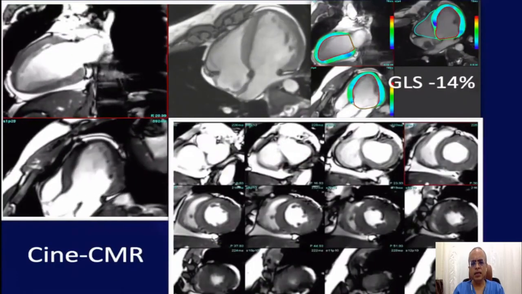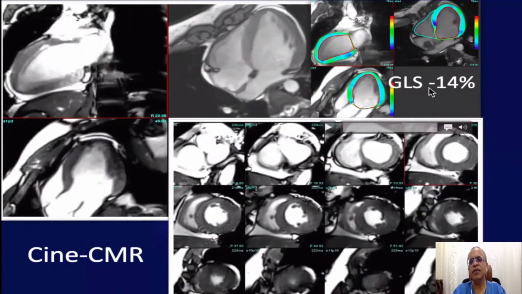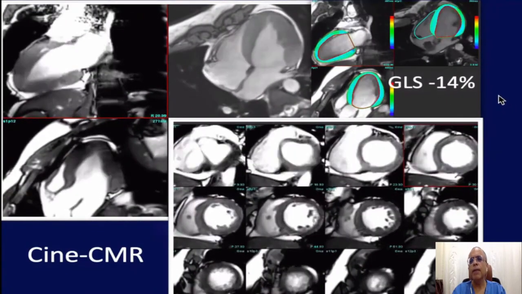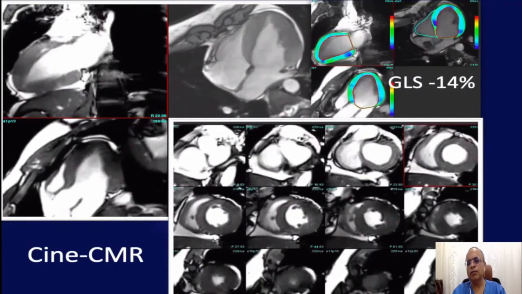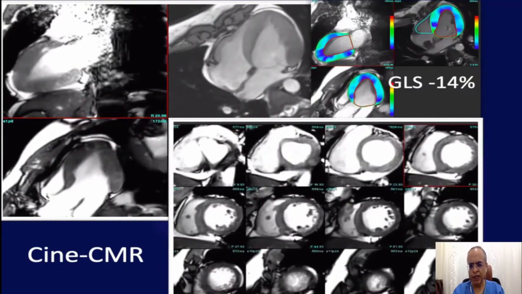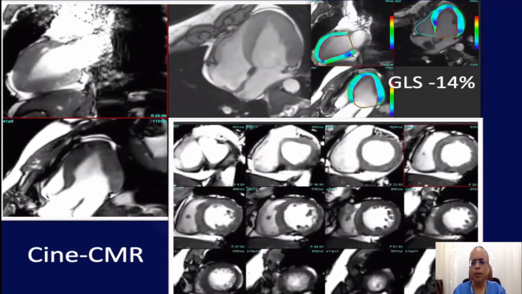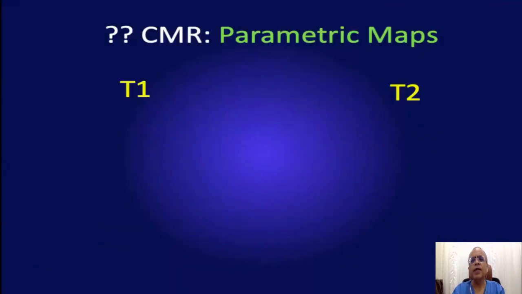And this is the CMR cine images, also called the steady state free precession. And this is the global longitudinal strain by the CMR feature tracking. The way we do speckle tracking on the echo, there is feature tracking on the MRI. We show a very low GLS of -14%. You have a global hypokinesia with myocardial thickness very well preserved. And then we'll go for the mapping of this patient.